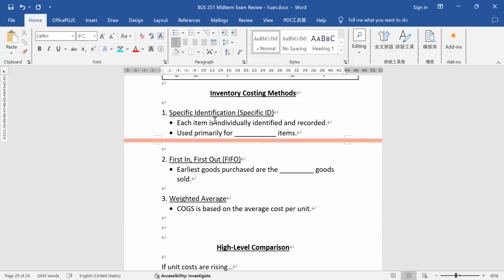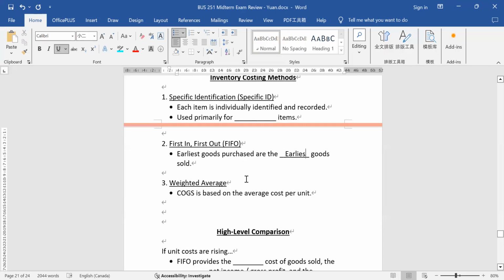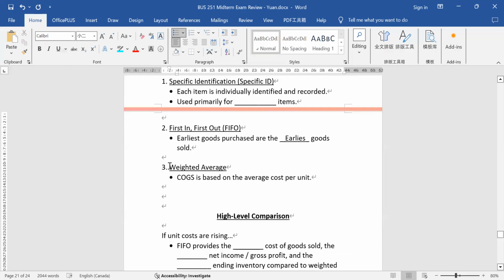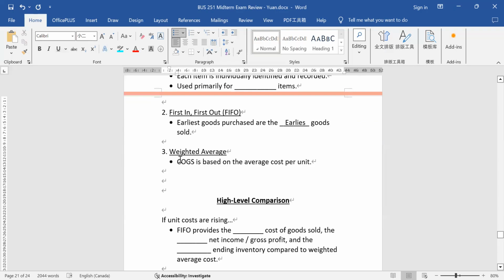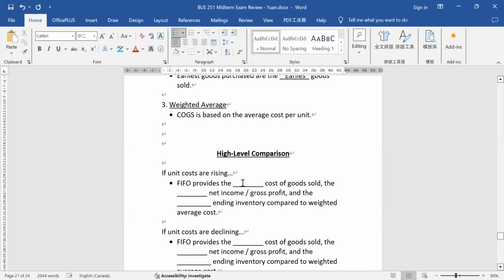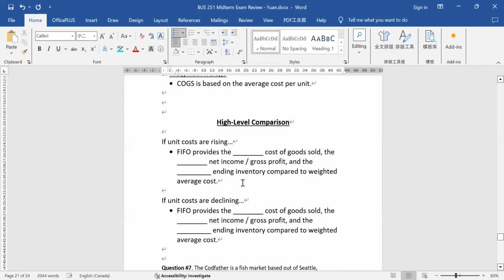And the second one is first in, first out. It's called FIFO. So what does this mean? It means the earliest goods purchased are the earliest goods sold. Right, so this is very straightforward. First in, first out. And another method will be weighted average. So in this way, COGS is based on the average cost per unit. So let's have a look at examples later.